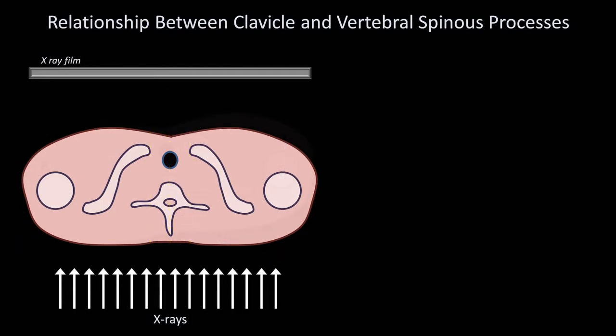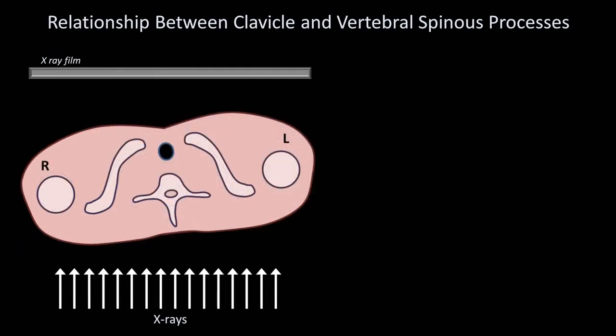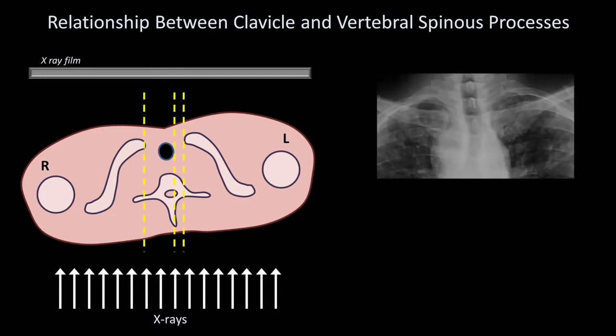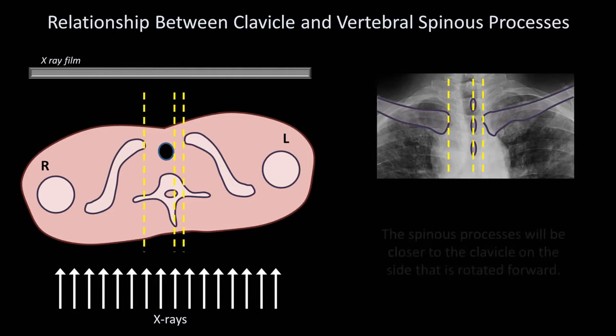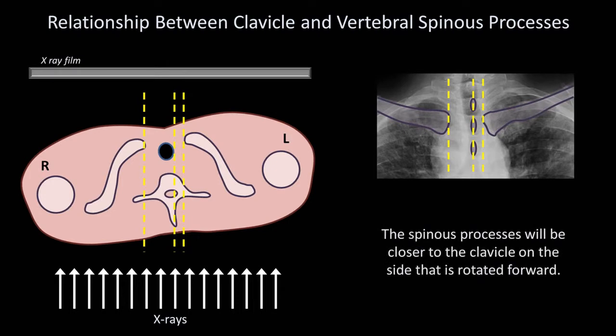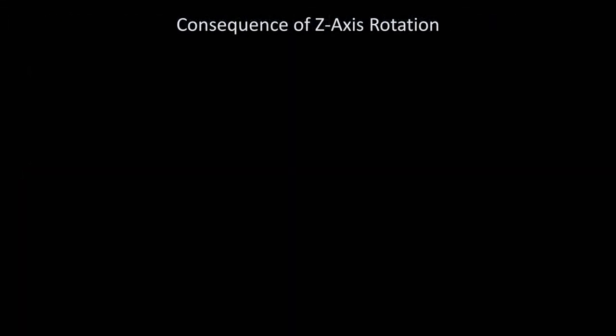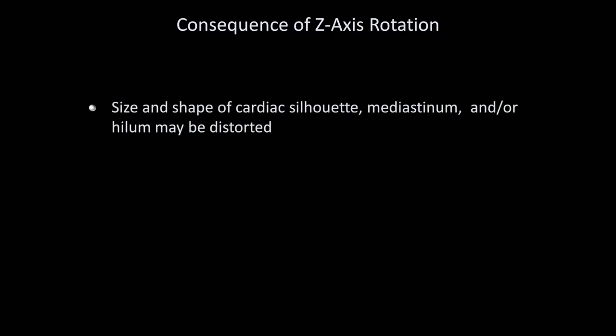What happens if the patient is rotated in such a way? Let's indicate again where the shadows and shadow edges get cast. On the consequent X-ray, identify the clavicles, then the spinous processes, and we see that the processes no longer bisect the distance between clavicles. Therefore, this patient is rotated. As a rule, the spinous processes will be closer to the clavicle on the side that is rotated forward. So what is the consequence of z-axis rotation? The size and shape of the cardiac silhouette, mediastinum, and/or hilum may all be distorted.